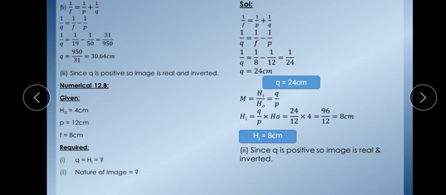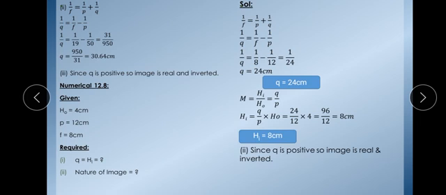So putting the values of f and p, 1 over q is equal to 1 over 8 minus 1 over 12. Taking the common factor LCM and solving with the numerator, it will become 1 over 24. So taking reciprocal on both sides, q will be equal to 24 centimeter.